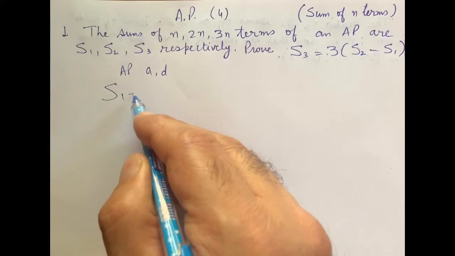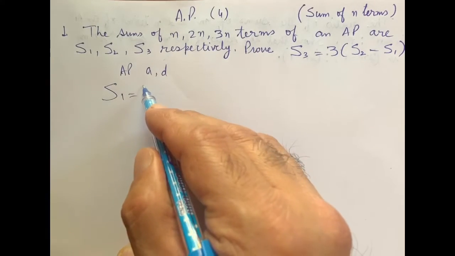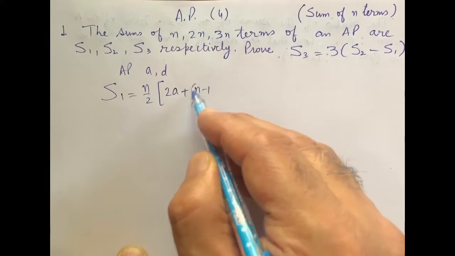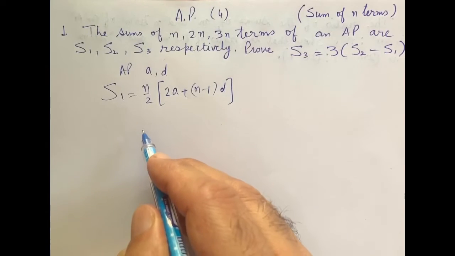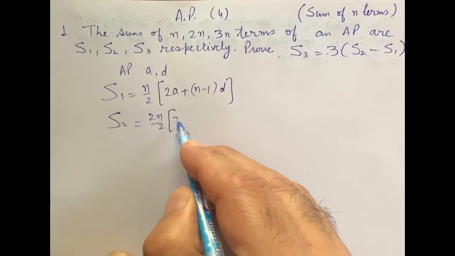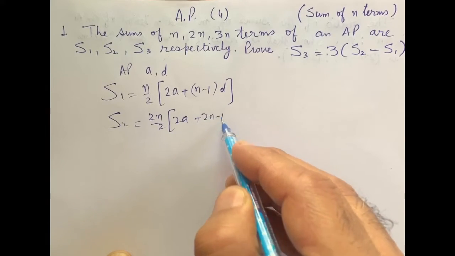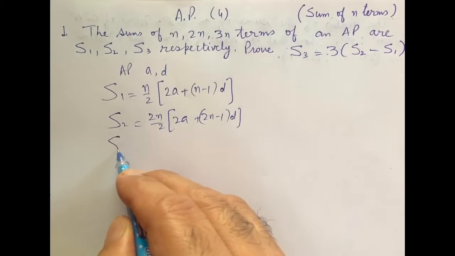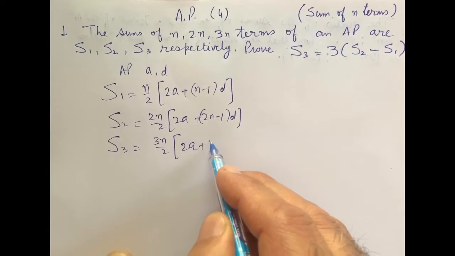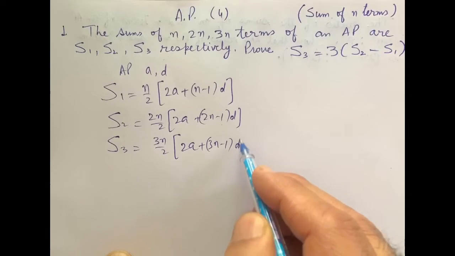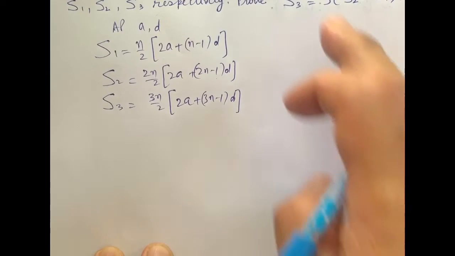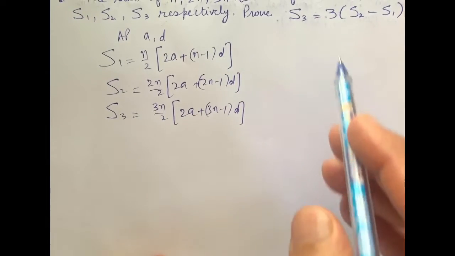So what is S1? S1 is the sum of n terms, that's n by 2, 2a plus (n minus 1) into d. S2, that's 2n by 2, 2a plus (2n minus 1) into d. And S3, that's 3n by 2, 2a plus (3n minus 1) into d. Now we can substitute these values in the result which we have to prove.